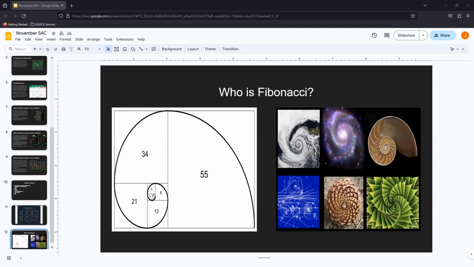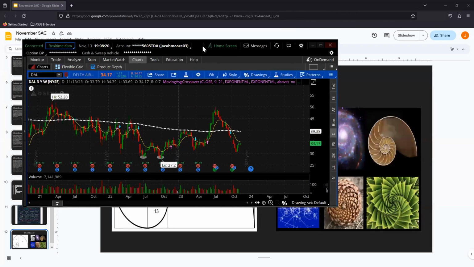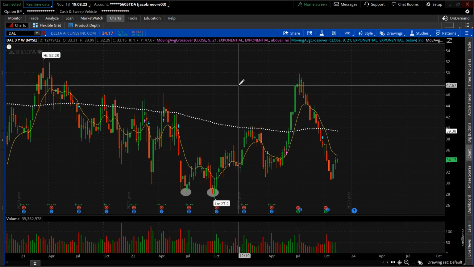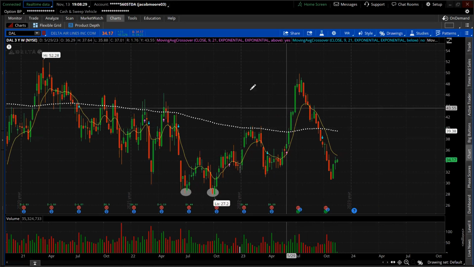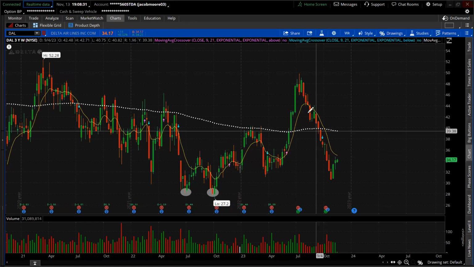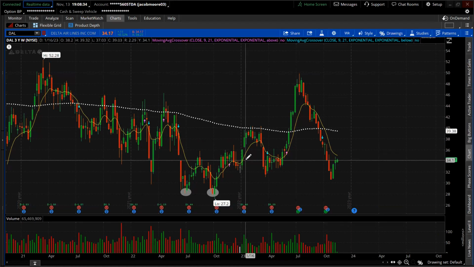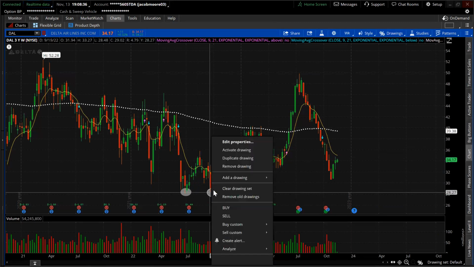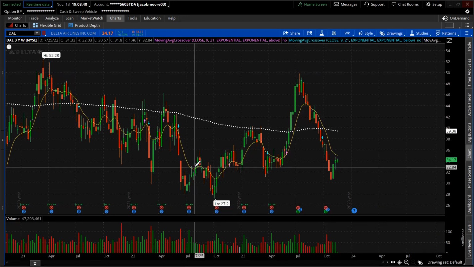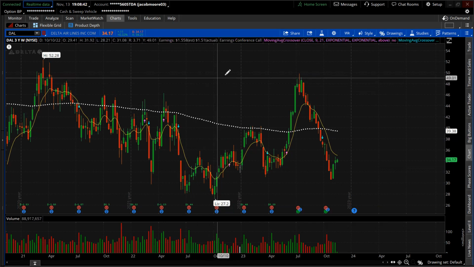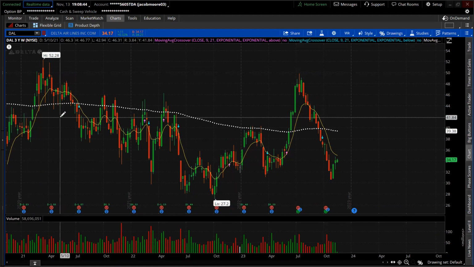What are the golden ratios? Like I said, I like to do a lot of charting, so I'm going to bring up Thinkorswim here. And we'll just look at what the golden ratios are. Whenever I chart, I always, always, always start out on the weekly. If I'm looking at a chart for the first time, I'm going to start out... Those are not supposed to be there. Always start out on the weekly and zoom in.